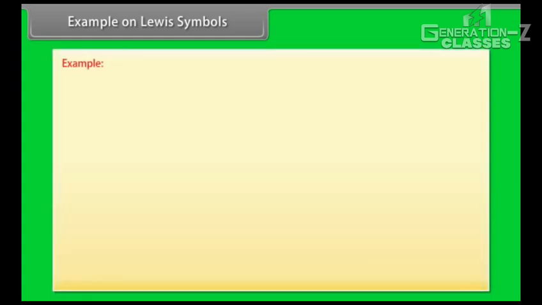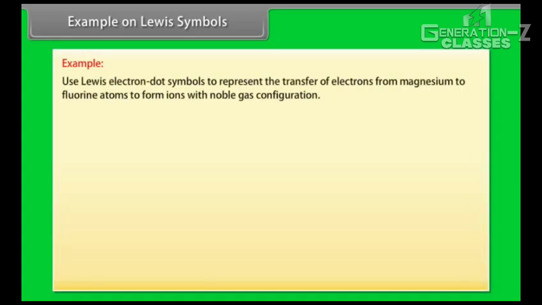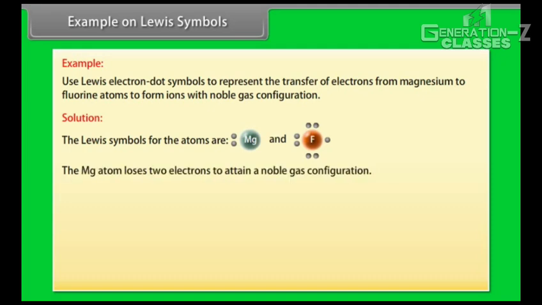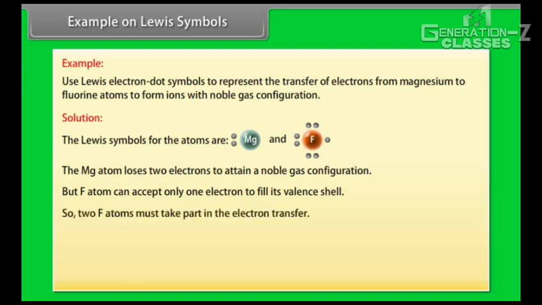Example on Lewis symbols. Let's take an example. Use Lewis electron dot symbols to represent the transfer of electrons from magnesium to fluorine atoms to form ions with noble gas configuration. Let's see the solution. The Mg atom loses 2 electrons to attain a noble gas configuration, but an F atom can accept only 1 electron to fill its valency shell. So, 2 F atoms must take part in electron transfer. We can represent this electron transfer as follows.